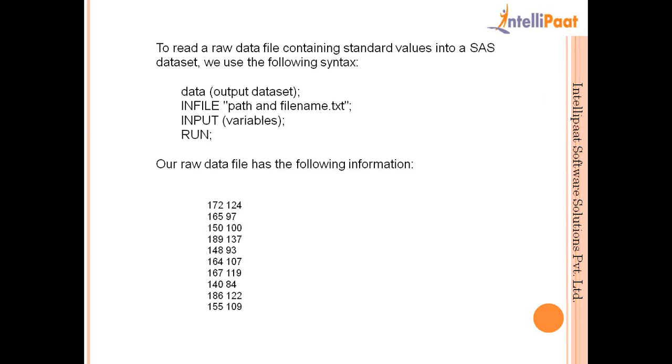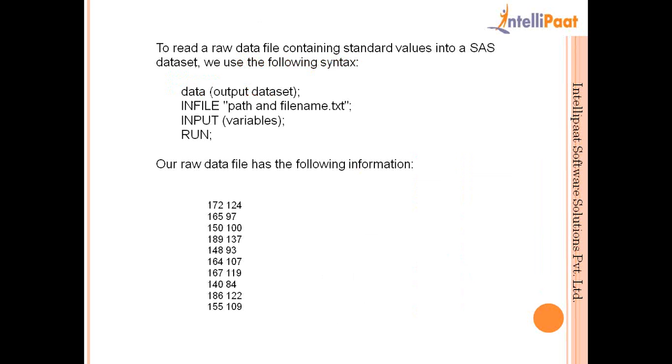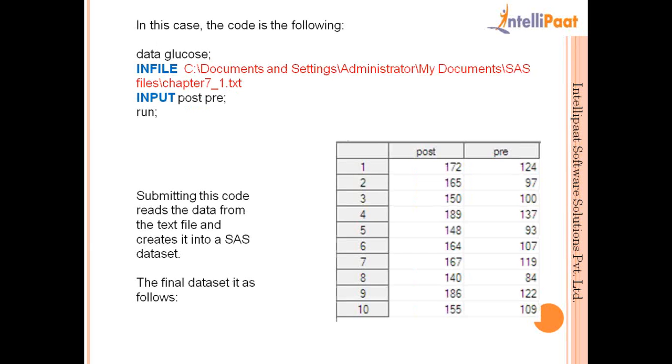To read the raw data file containing standard values into a SAS dataset, we use the following syntax. We have already done it several times, and we have created several datasets by using such an example of the raw data or the data lines. In this case, the code is the following. This is the same code we saw in the previous slide, and it created this dataset.